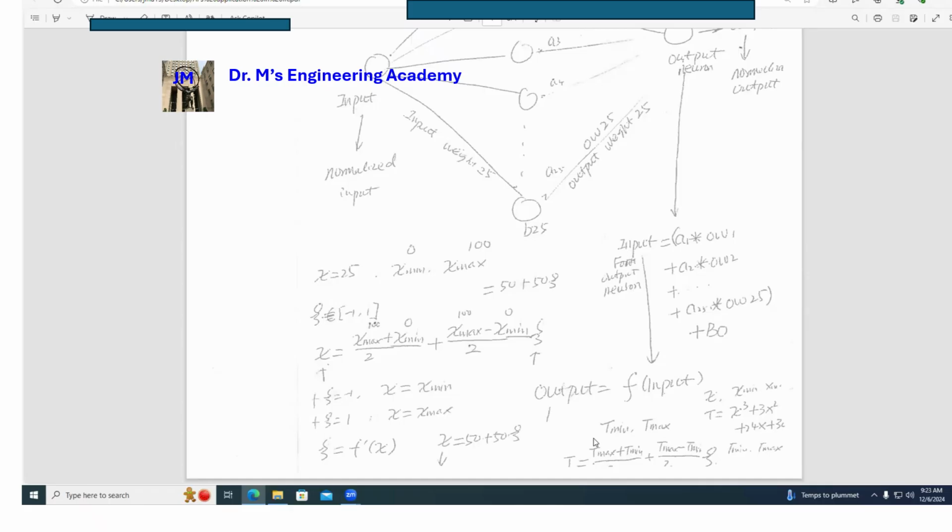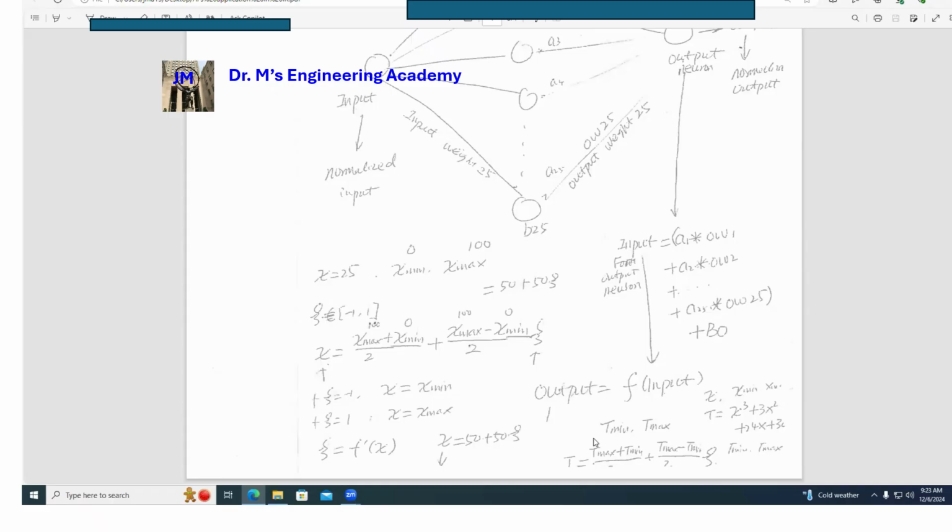So we use the same equation, and T equals the average of the maximum value and the minimum value, divided by 2, plus T maximum minus T minimum divided by 2, multiplied by zeta. And then this is zeta, okay? As I said, because you are using normalized input, the output will be normalized output. And then you can just plug it into this equation to get your physical output value.